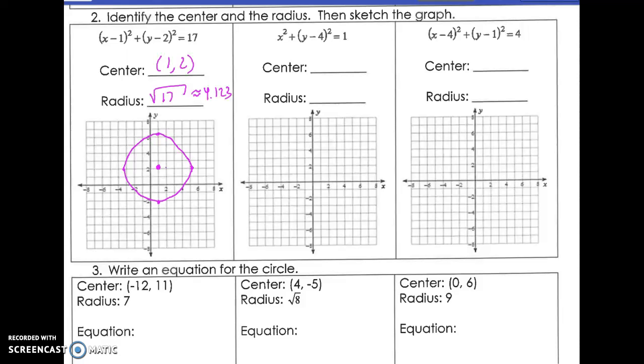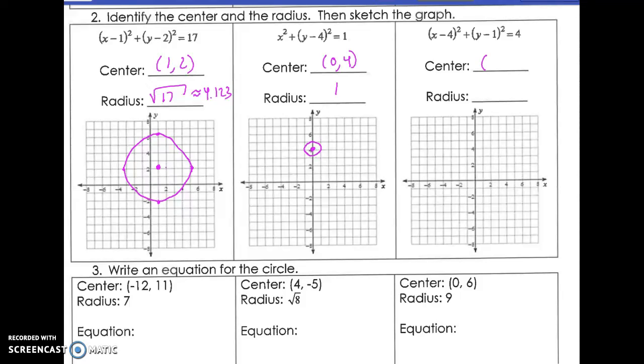Okay, so the next one, the center is going to be at 0, positive 4. The radius is going to be the square root of 1, which is just 1. So 0, 4 is up here. And a circle with radius 1's pretty easy to draw, as terrible a drawer as I am.